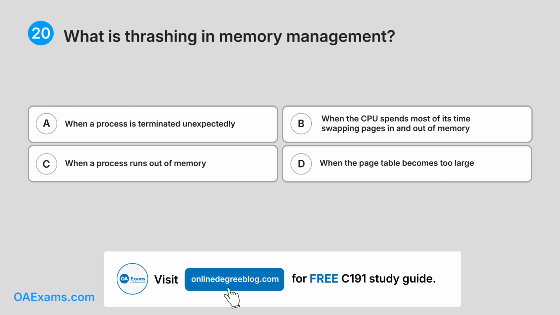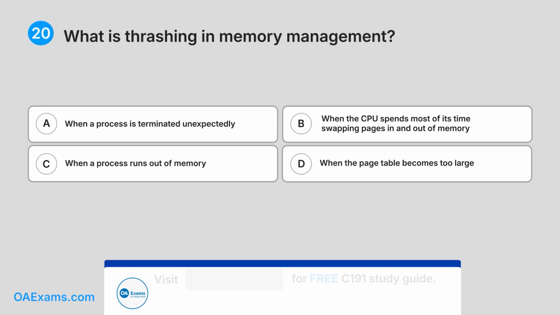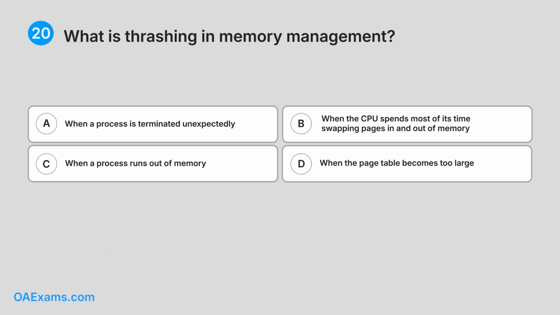A. When a process is terminated unexpectedly. B. When the CPU spends most of its time swapping pages in and out of memory. C. When a process runs out of memory. D. When the page table becomes too large. What do you think is the answer?